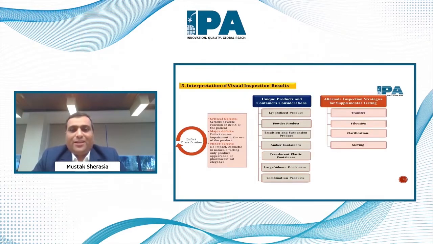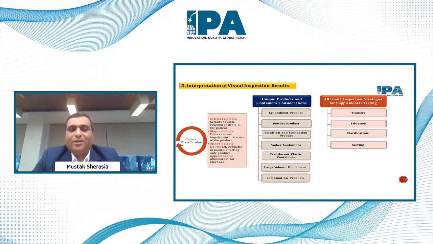So as I mentioned earlier, unique product containers and considerations are very important for visual inspection, since lyophilized products have a powder cake. Powder formulations are themselves powders, and there are emulsions and suspensions, amber containers and translucent plastic containers, large volume containers and combination products. Those products are very difficult to inspect, and you cannot directly do a visible particulate matter inspection.